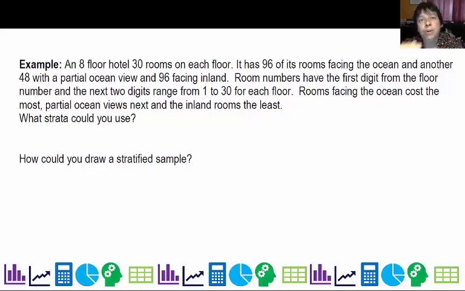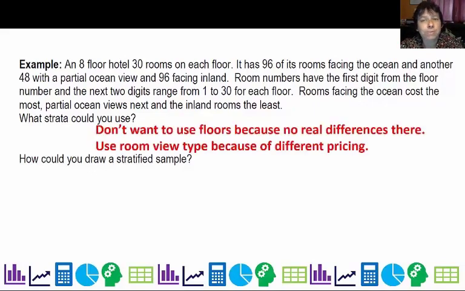Well, I could go by floor number, right? But is there really a difference between a person who gets a hotel room on a second floor and a third floor? Not really, all right? Probably if I wanted to group like-minded hotel stayers, I would put the people who are willing to pay a little extra for an ocean view in one group, and the people who want to save their money and have the inland view in another group. And of course, the partial view would be the compromisers. They'd be in the middle group. So don't use the floors because there's no difference there. Use the room view type, all right?